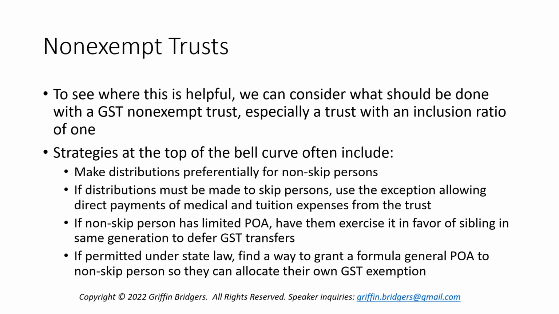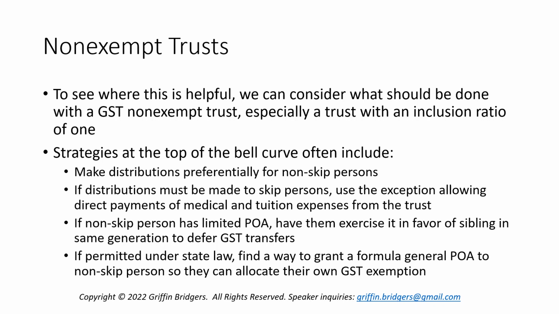Because with the 0 inclusion ratio trust, it's very easy to administer that in a way that favors skip persons. And for the inclusion ratio of 1 trust, it's easy to administer that in ways that favor non-skip persons. So, with that trust that has an inclusion ratio of 1, what are some of our strategies at the top of the bell curve? Well, they can include things such as, and by no means is this list all-inclusive, but these are the biggest boxes to check.